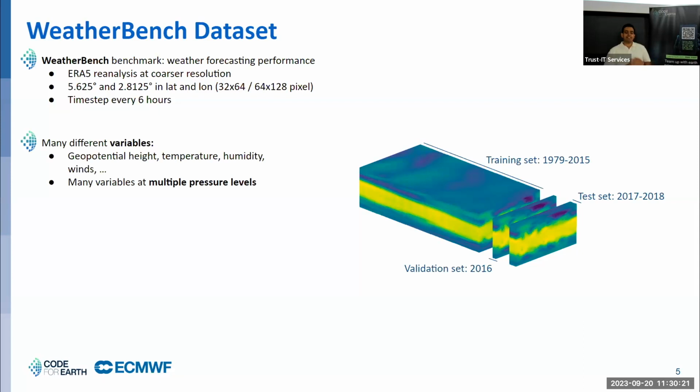The dataset consists of many different variables like geopotential height, temperature, humidity, and wind at multiple pressure levels. We select a subsample of them, and since we have multiple variables at multiple pressure levels, the dataset quickly becomes quite large, and it took roughly from 12 hours to 1 day to train each of our models on 800 GPUs, depending upon the complexity of the model.